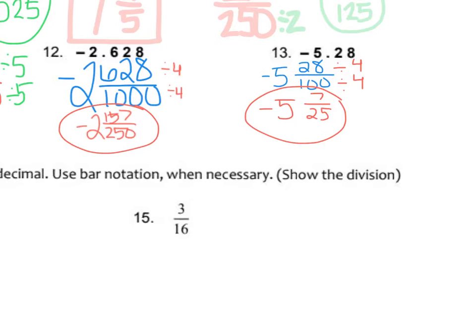And number 13, the negative 5 is our whole number, 28 over 100, because the 8's in the hundredths spot. Divide by 4 on the top and bottom. And your final answer is -5 and 7 over 25.